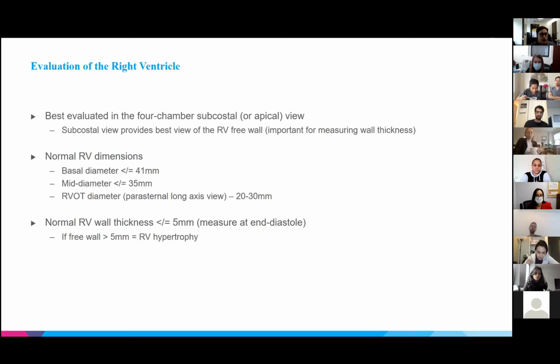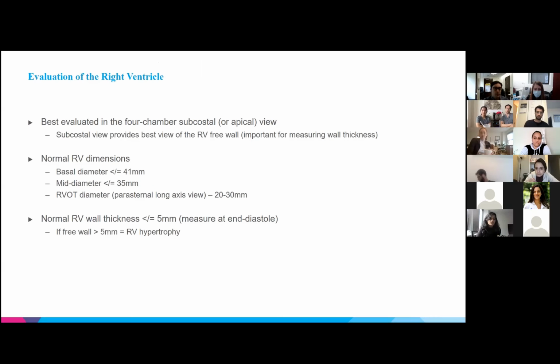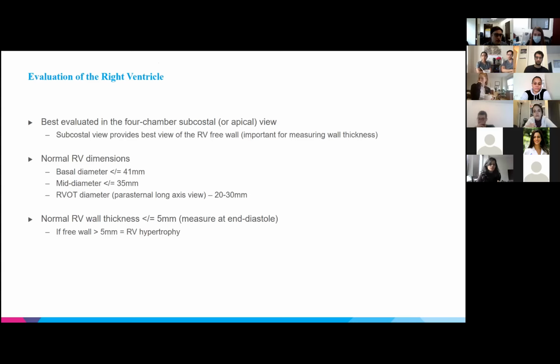In general, it's best to estimate the RV size using a 4-chamber view. That's either the subcostal or the apical 4-chamber view. We say subcostal usually is better just because it tends to be the easier one to acquire, and it also provides us the best view of the right ventricular free wall. That's the wall that comes up closest to the liver surface on the subcostal view. And we'll look at some examples.